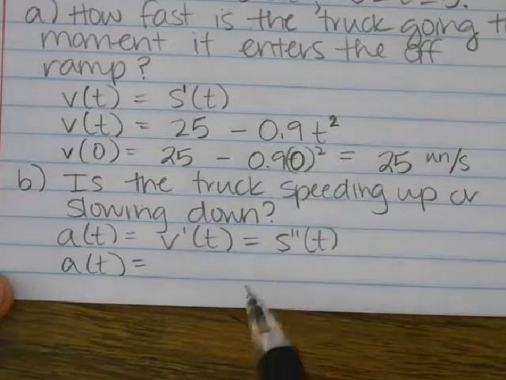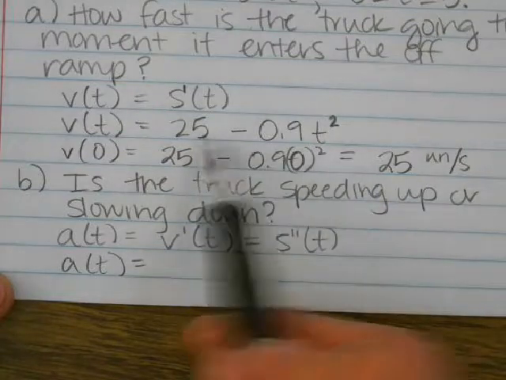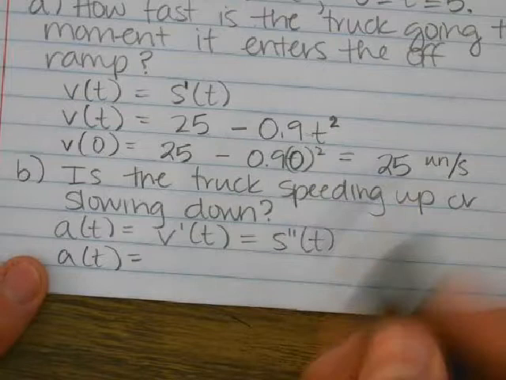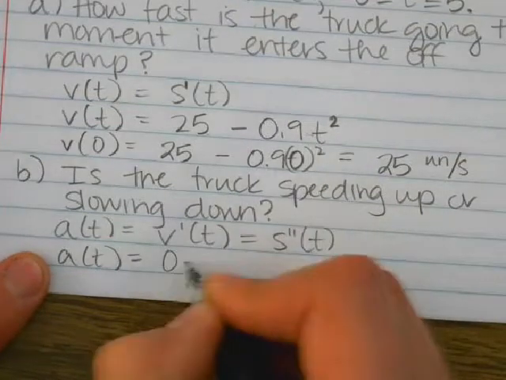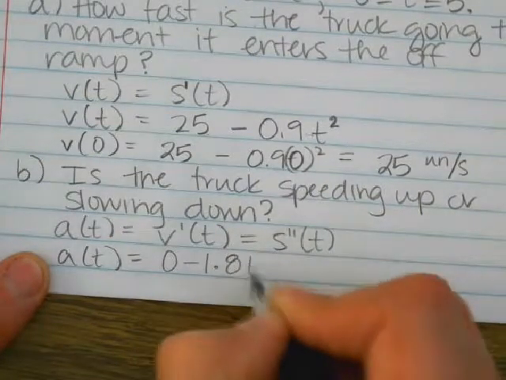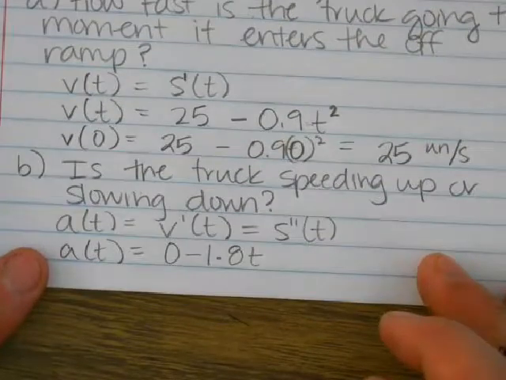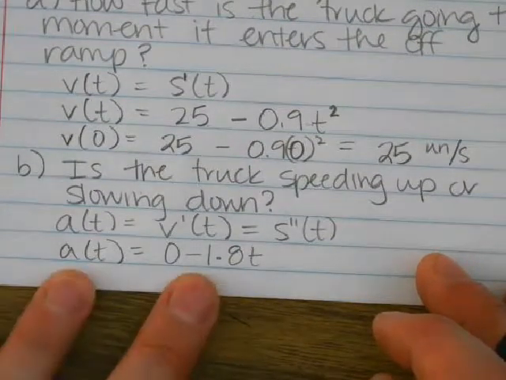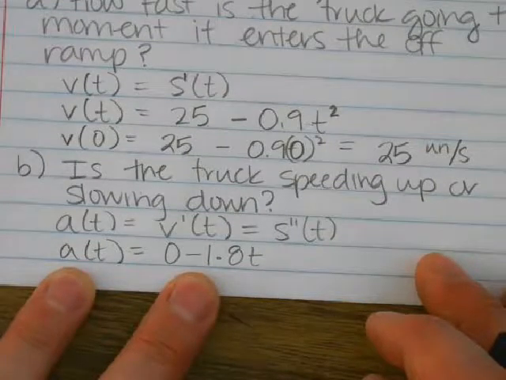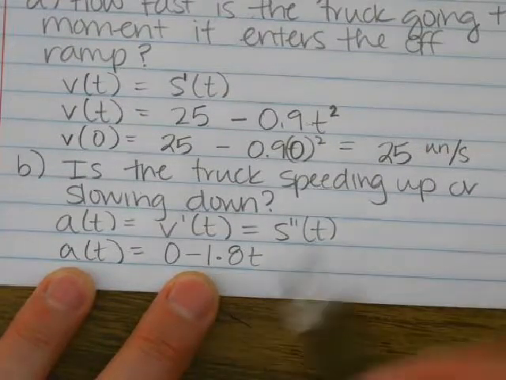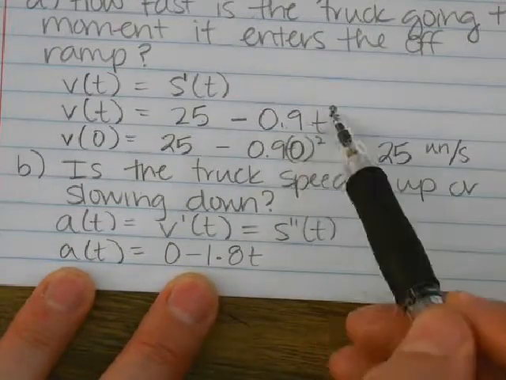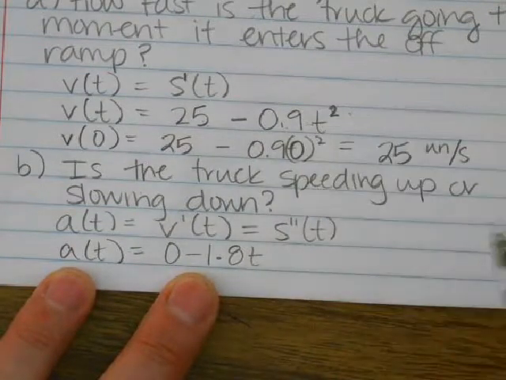All right, so if I find the derivative of this, what do I get? Yeah, I got 0 minus 1.8t. You don't need the 0 there. If you want to just write minus 1.8t, you can. Yeah, how'd you get that? The derivative of 25 is just 0, and then for the derivative of this I multiplied by the 3, and I dropped the exponent by 1. Okay.